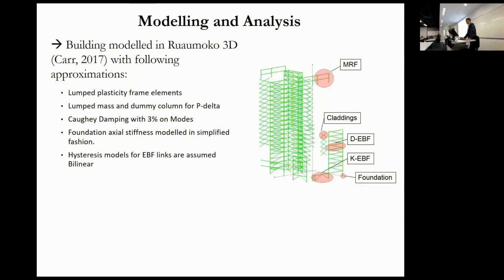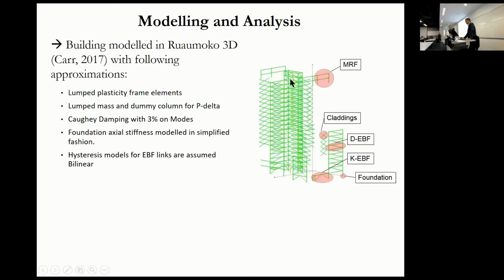So this building was not instrumented, so we don't know exactly what it went through. And the master's student, Franciscus, developed a model for this building in Ruamoko 3D, which is a program where we used lumped plasticity elements. It's hard to get a good view of the model, but this is showing a bit of it. You've got a series of EBF systems, both centrally located links, what they call centrally located, and D-type links, where the link is at the end of the brace. We've also modelled here the cladding, and we'll talk about why we did that in a minute.